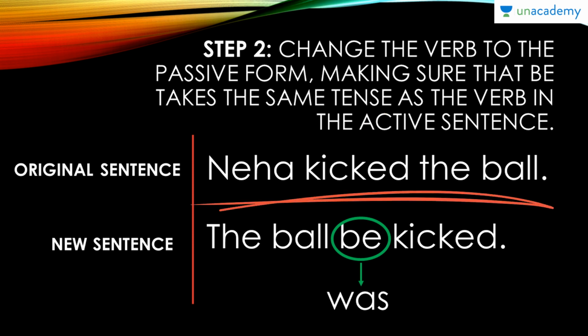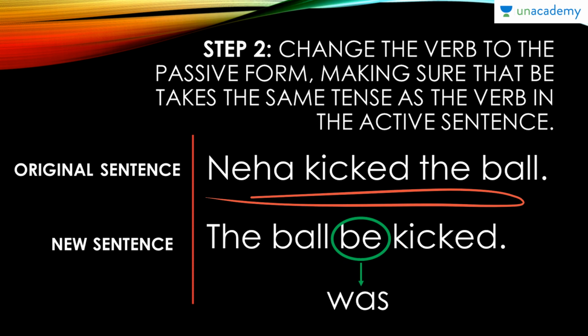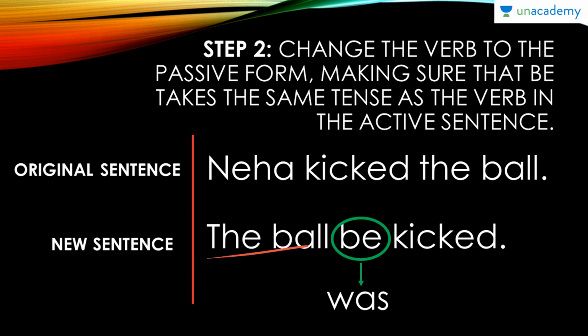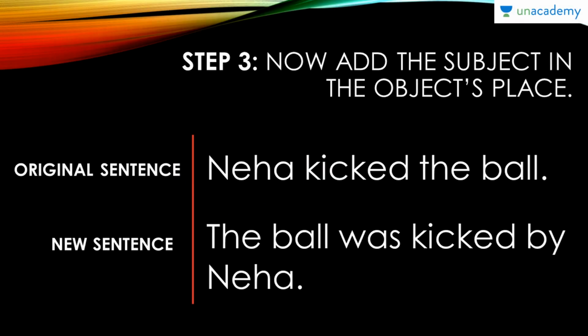So Neha kicked the ball was an active voice and we previously had the ball kicked. But we need to add the be form, that is auxiliary verb be, but the ball be kicked makes no sense. So since this is in past tense, the ball was kicked. Now the ball was kicked is an example of passive voice without the previous subject. That is, Neha is not there, right? So Neha is missing. So we will add that in the end. So that is step number 3.